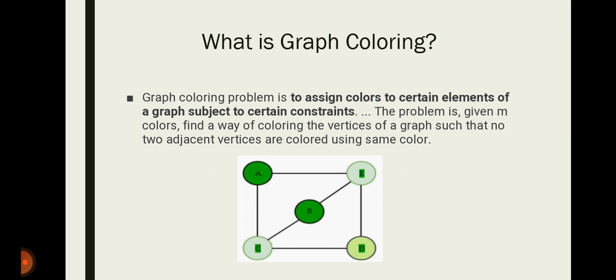So we have to choose first A. The adjacent vertices of A are C and E. We cannot use the same color for the adjacent vertices.